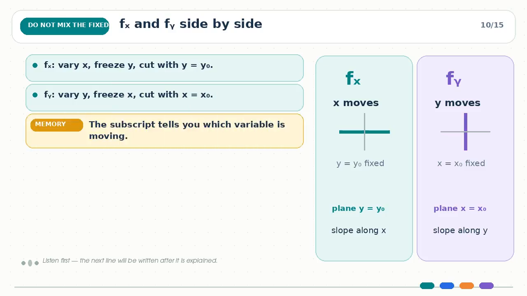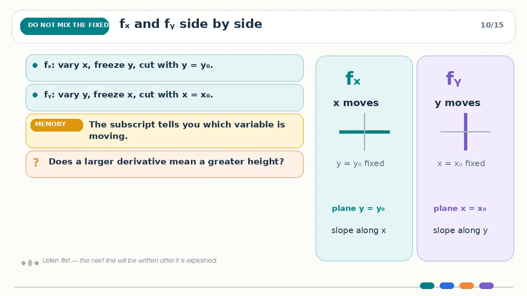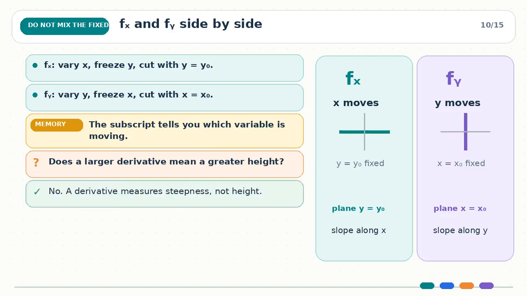The easiest memory trick is this. The subscript tells you which variable is moving. Here is another important doubt. Does a larger derivative mean the point has a greater height? No, the value z tells height and derivative tells steepness. Height and steepness are different ideas.